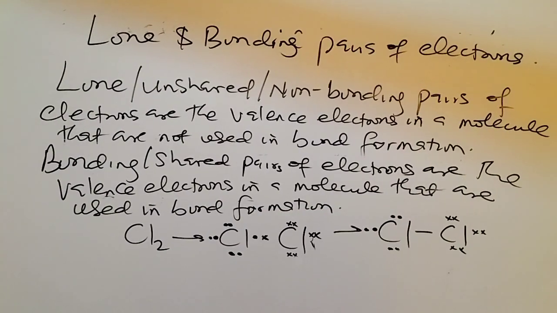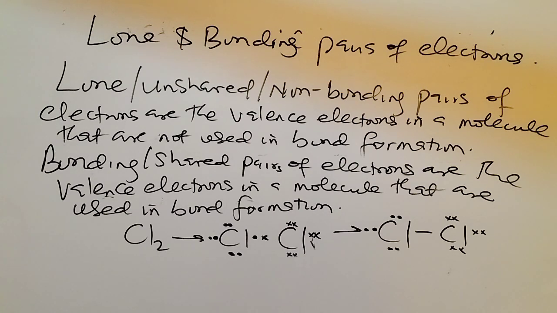So as I said, before we go into covalent bonding, we have to understand what is meant by lone and bonding pairs of electrons. The word lone, lonely, also known as unshared or non-bonding pairs of electrons, are the valence electrons in a molecule that are not used in bond formation. In a covalent molecule, those electrons in the outermost shell not used in bond formation are called lone pairs of electrons.